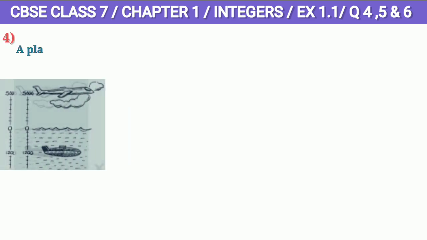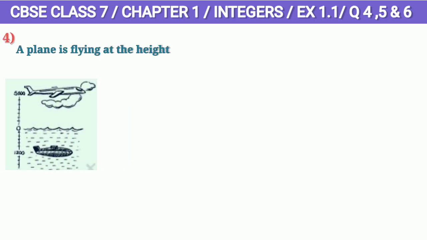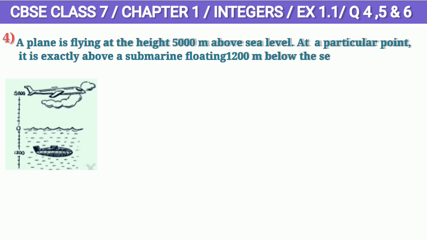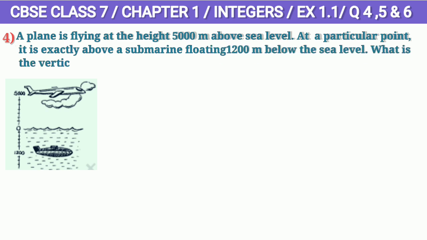A plane is flying at the height 5000 meter above sea level. At a particular point, it is exactly above a submarine floating 1200 meter below the sea level. What is the vertical distance between them?